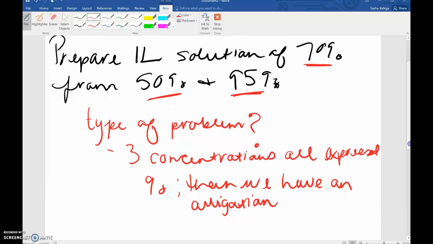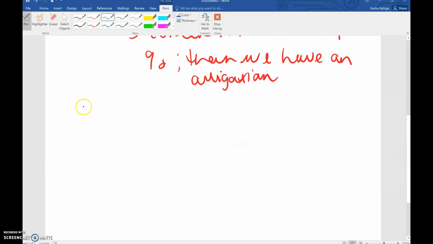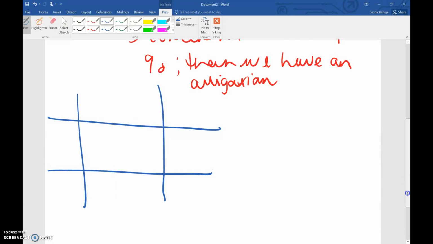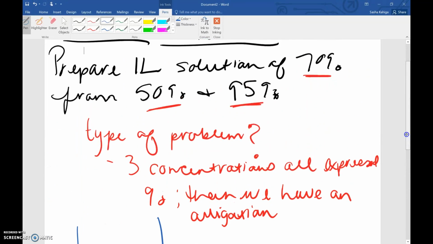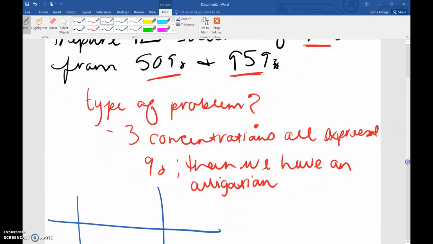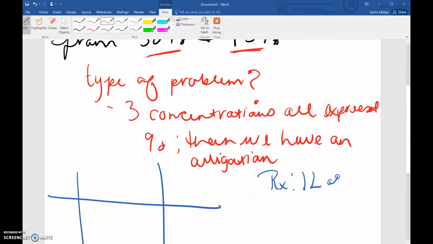So now that we know it's an alligation problem, your next step is to draw your alligation grid. I'm going to draw my alligation grid here, which is basically a tic-tac-toe. On the top left-hand corner goes my highest stock percentage. Whatever I'm preparing is my desire. So I'm going to put right here on the side, I am preparing, that's Rx, 1 liter, of 70%. This is what the doctor is asking for.